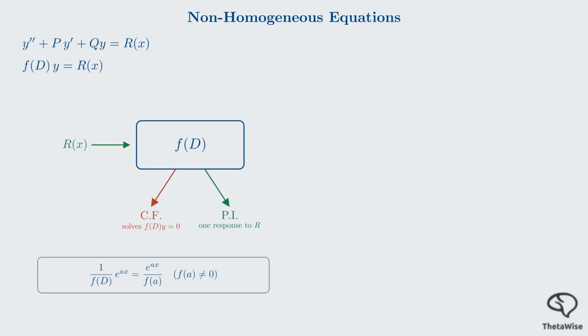For an exponential forcing e to the ax, the notes give the efficient rule: 1 over f of D applied to e to the ax equals e to the ax divided by f of a, provided f of a is not 0.